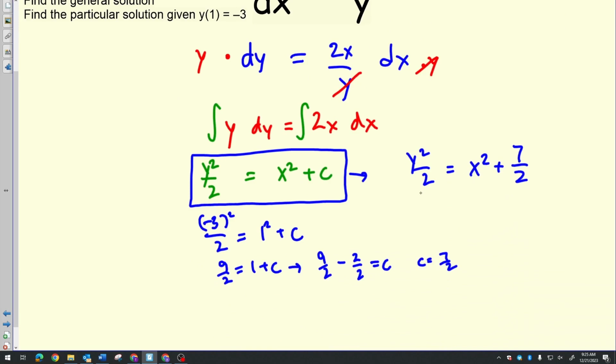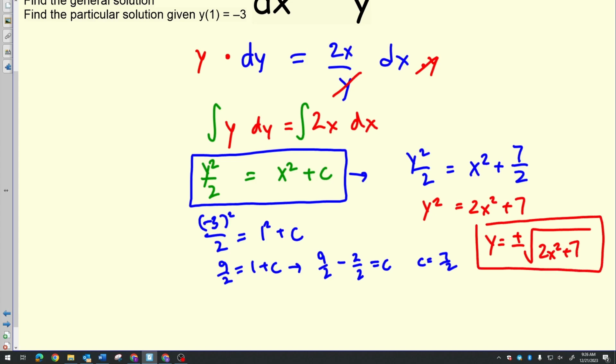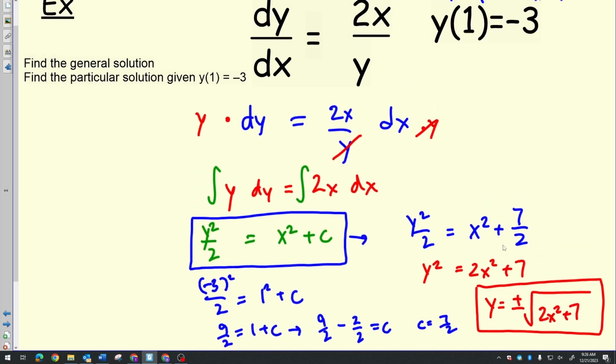So solving for y here just means, let's see, I'm getting the y squared by itself. So I'm going to multiply everything by 2. Okay, and then I'm going to solve for this y. So y is going to be plus or minus the square root of 2x squared plus 7. Okay, so that is my solution, except that I got 2 solutions, okay? But I need the solution of these 2 solutions.